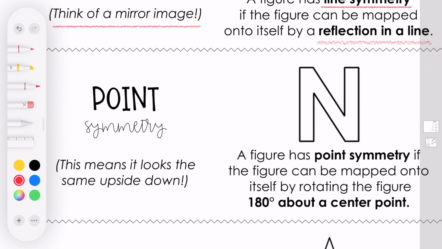So for example, with point symmetry, I just want you to see that it looks the same upside down. You can turn your paper upside down, looking at that center point, and see if it's the exact same shape. If it is the exact same shape, upside down, that means 180 degrees about that center point, it is the same shape, and it has point symmetry.